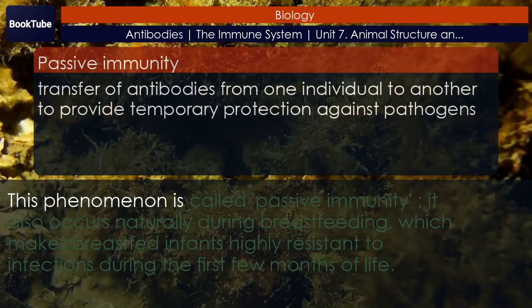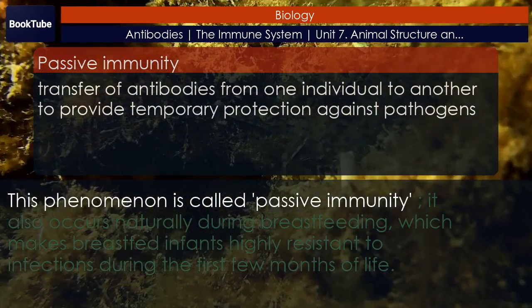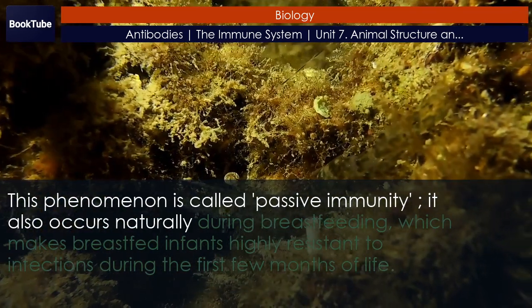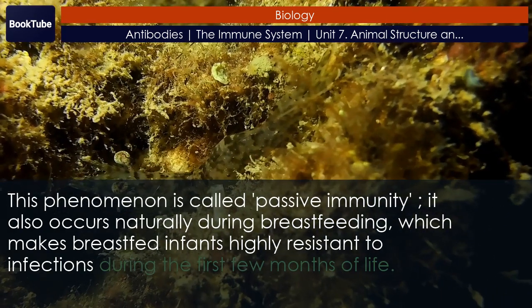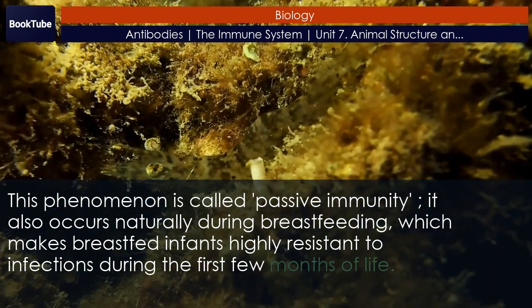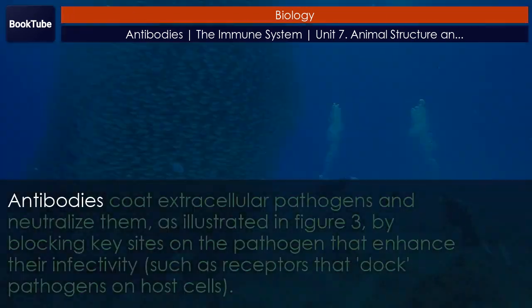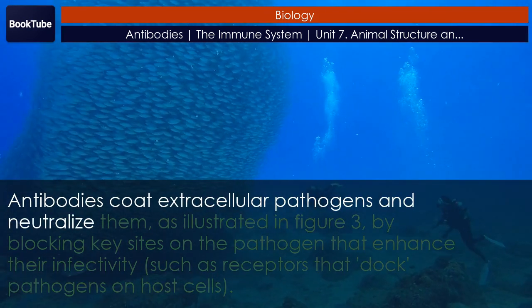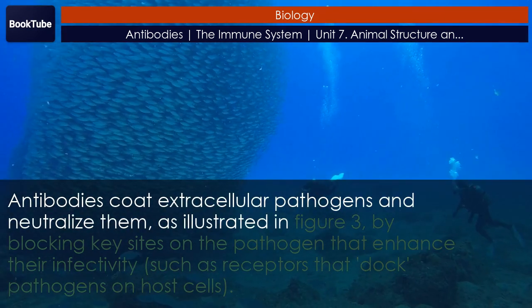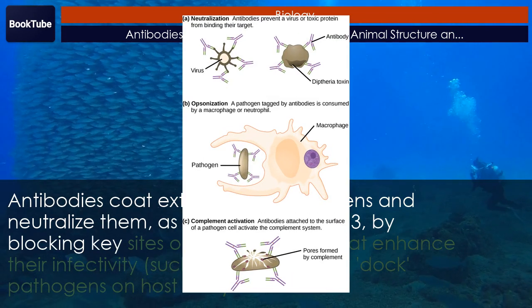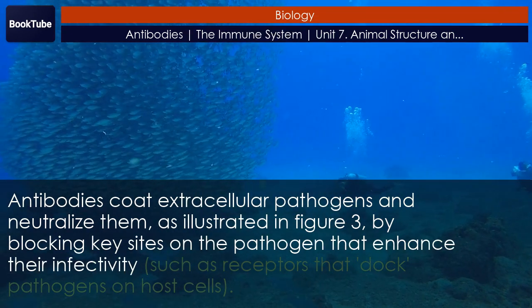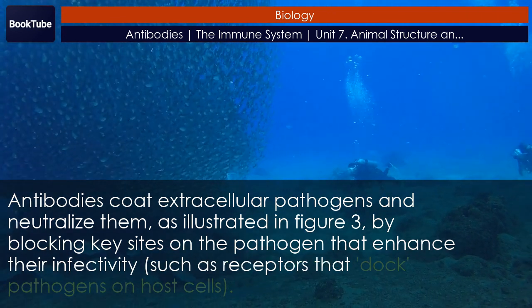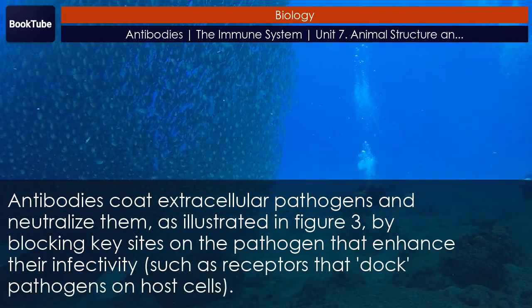This phenomenon is called passive immunity. It also occurs naturally during breastfeeding, which makes breastfed infants highly resistant to infections during the first few months of life. Antibodies coat extracellular pathogens and neutralize them, as illustrated in Figure 3, by blocking key sites on the pathogen that enhance their infectivity, such as receptors that dock pathogens on host cells.